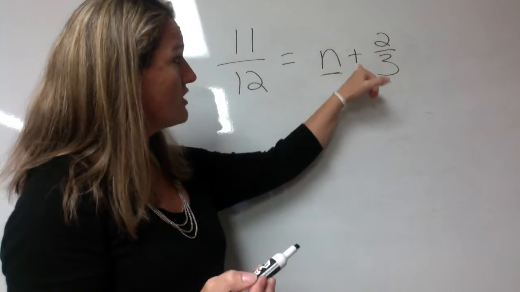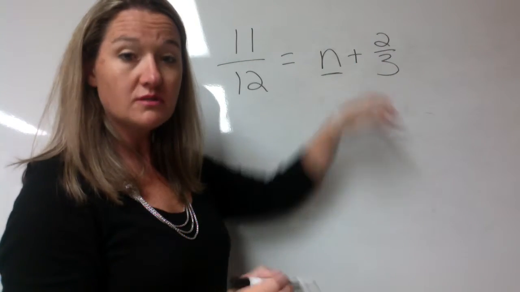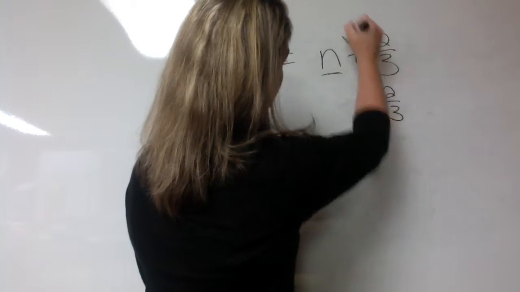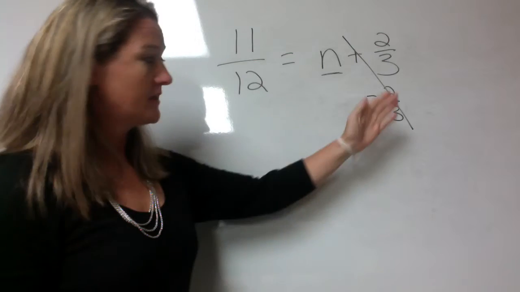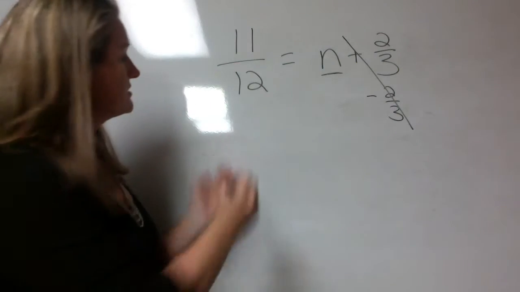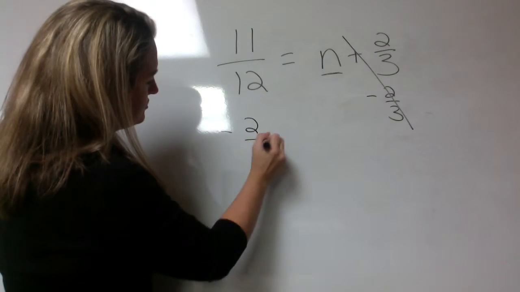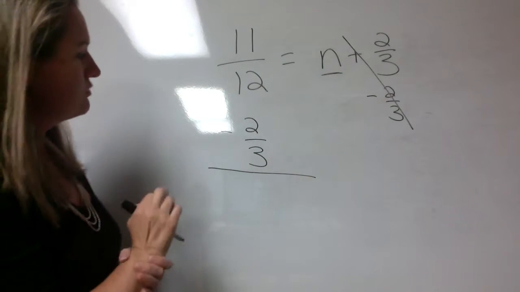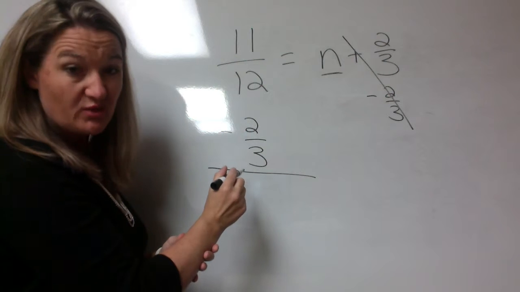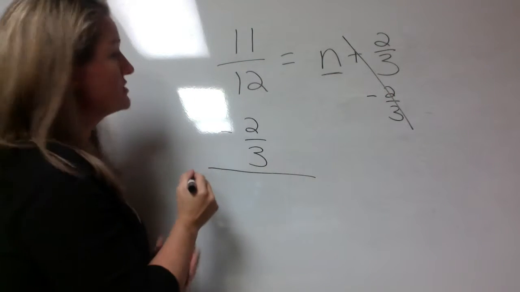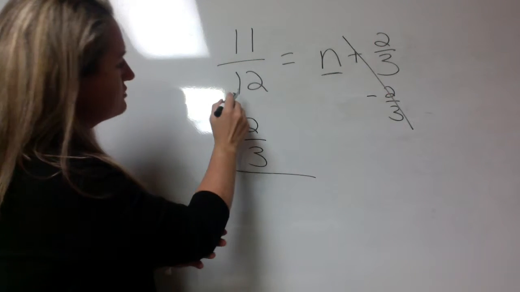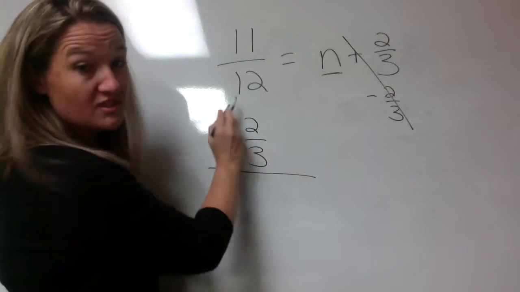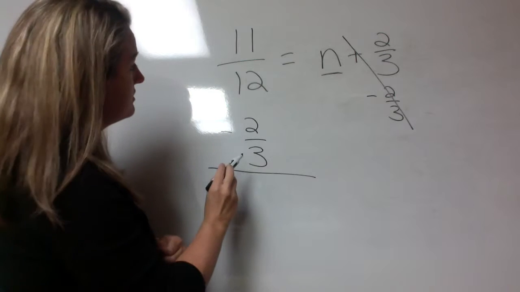Okay, so we have to do the opposite. The opposite of plus 2/3 is minus 2/3. Okay, that's gone. Again, what we do to this side, we have to do to this side. Minus 2/3. Well, we've got different denominators, so we have to get a common denominator before we can actually subtract. The least common multiple of 12 and 3 is 12, so we can leave this one alone because it's already over 12.